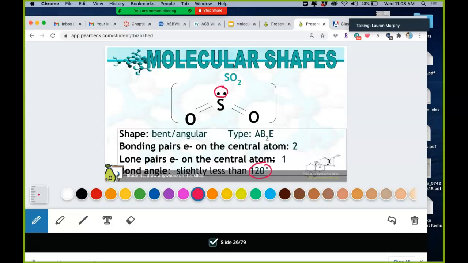So it is used for something. It's just not commonly used for discussing actual shapes. If you look at this shape-wise, this looks like a bent molecule. It does not look like trigonal planar, okay, because it's missing a bonded pair. But that lone pair is still a group of electrons.